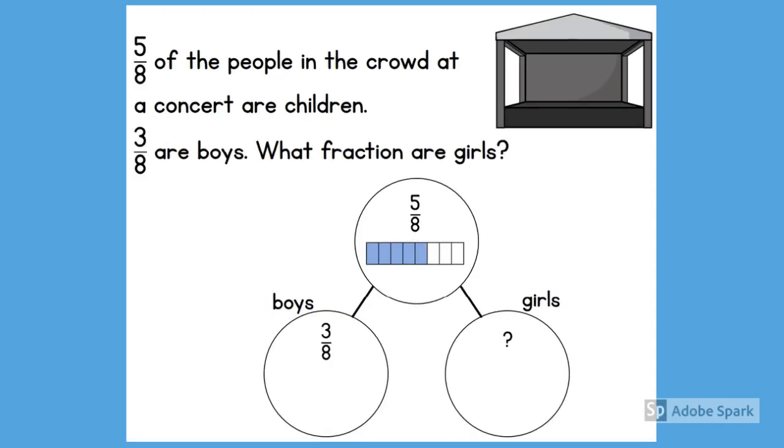Let's look at this question. 5/8 of the people in a crowd at a concert are children. 3/8 are boys. What fraction are girls? This is known as subtraction by partitioning.